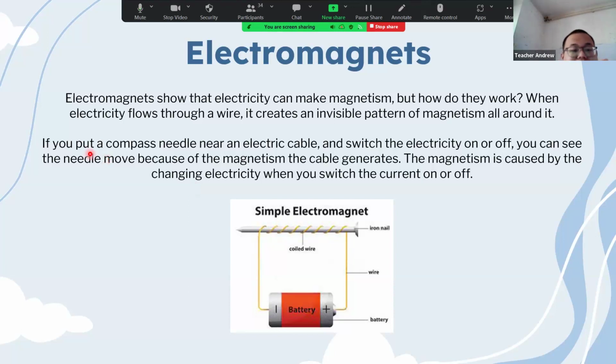So if you were to place a compass needle near the cable and switch it on and off, you will see that the needle moves, because the magnetism the cable generates causes the movement of the needle in the compass. And this magnetism is caused by changing electricity when you switch the current on and off. So this is a simple diagram that you can do as an experiment at home or in school to use power to make a simple magnet.